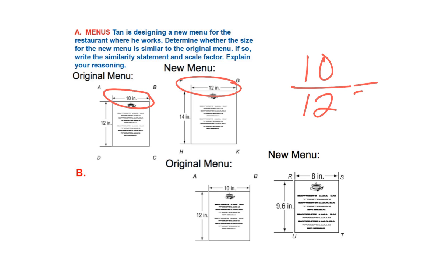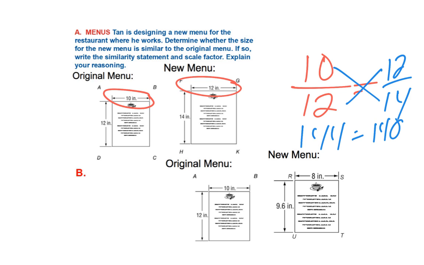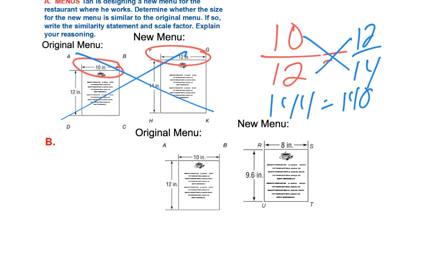And then what's the other sides? And the order I need to write them in. 12 over 14. So 12 times 12, that's 144. But 10 times 14 is 140. So question is, is that similar? No, the cross products have to be the same. So this one is not. All right, let's try this next one.